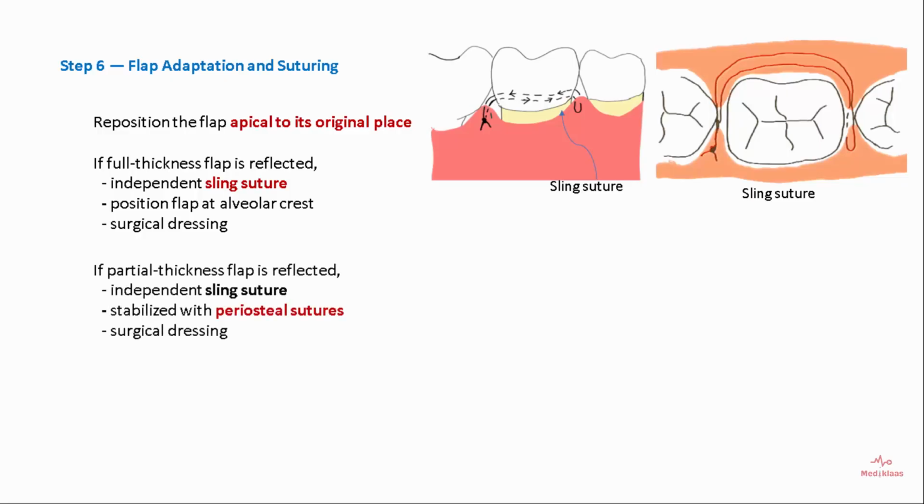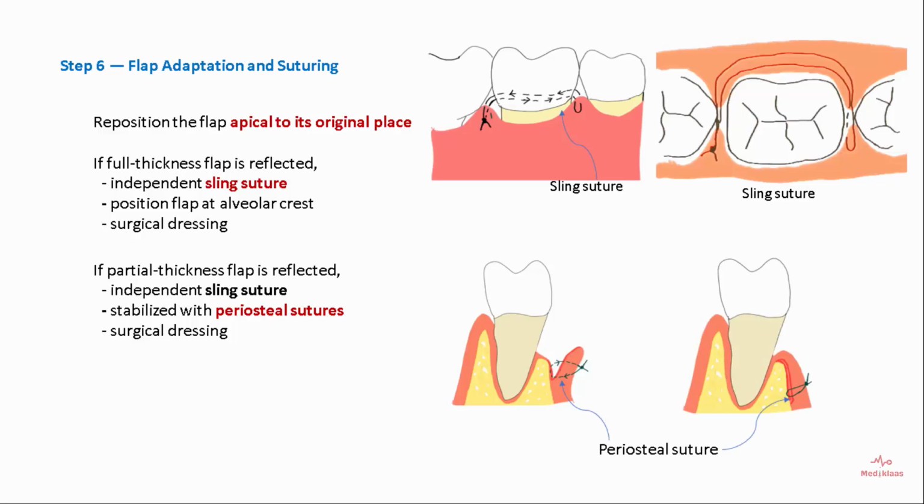If partial thickness flap is reflected, independent sling sutures are given. Stabilization is done with periosteal sutures and a surgical dressing is placed. The closer the contact, the better is the healing.